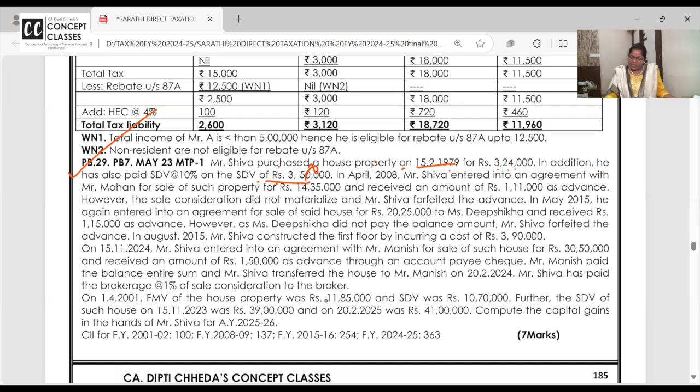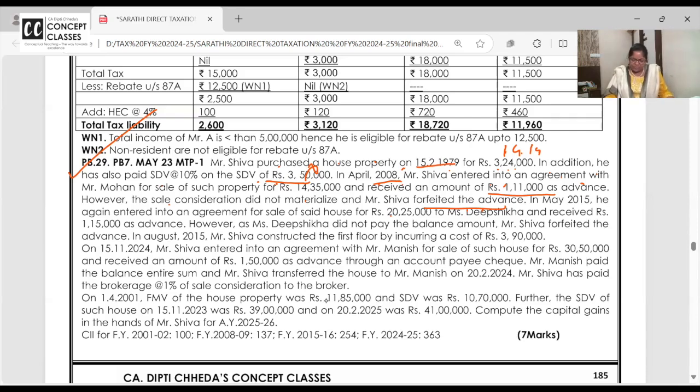It's 1979. On April 2008, Shiva entered into an agreement with Mohan and received advance. However, sale did not materialize and Shiva forfeited the amount. Whenever advance money is forfeited before 1st April 14, then you have to reduce the advance money forfeited from the cost.